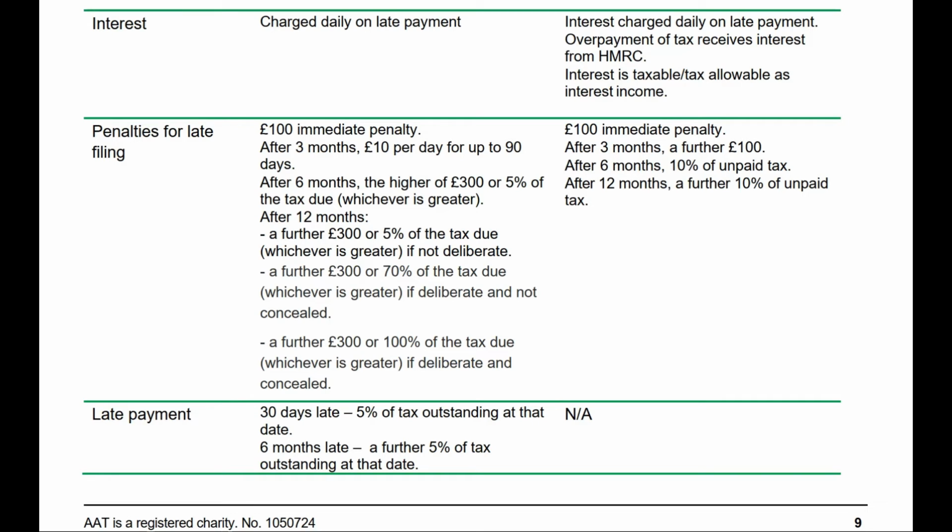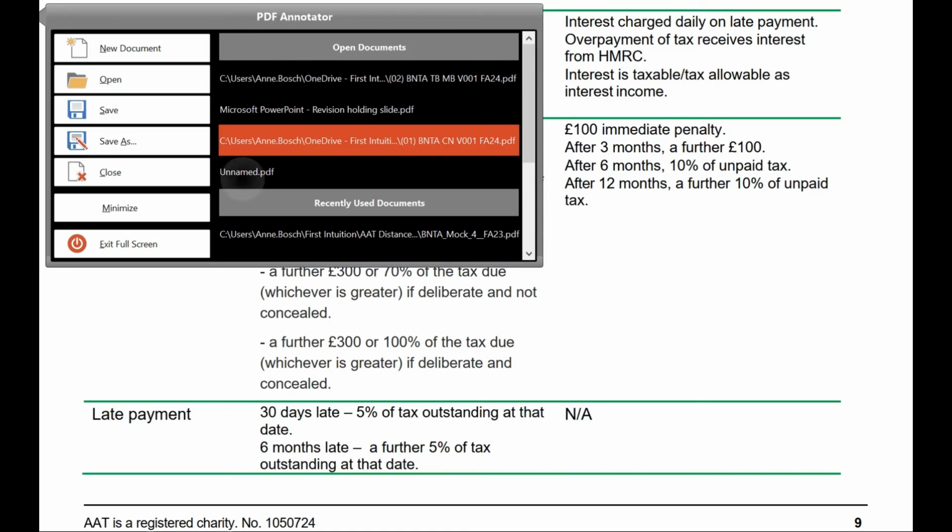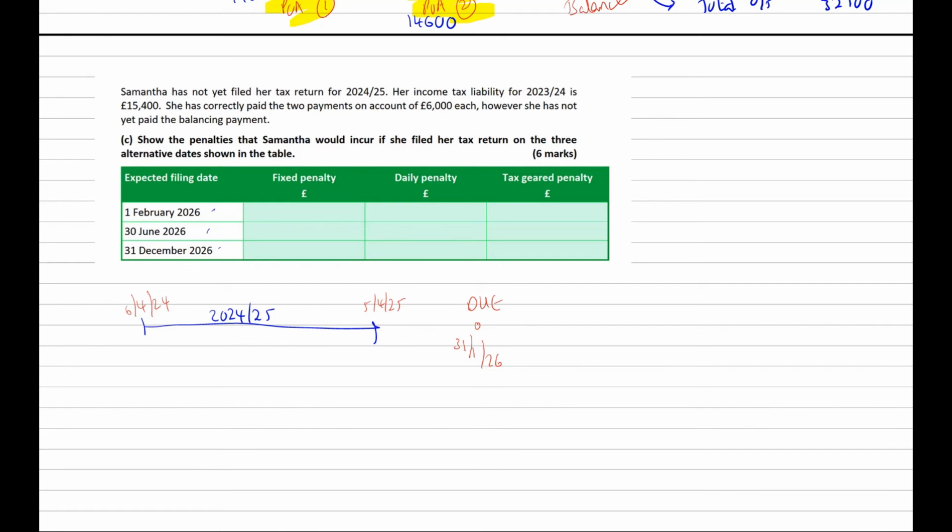After 6 months, we move to the higher of 5% of the tax due, or £300, whichever is greater. And then after 12 months, same thing again, further £300 or 5% of the tax due if it's not deliberate, further £300 or 70% of the tax due if it is deliberate and not concealed, and so on. So I'm just going to say for 12 months, it depends. Then I'd refer back to that reference material. I'm not going to try to get all of that on the line. It's going to be way too complicating.